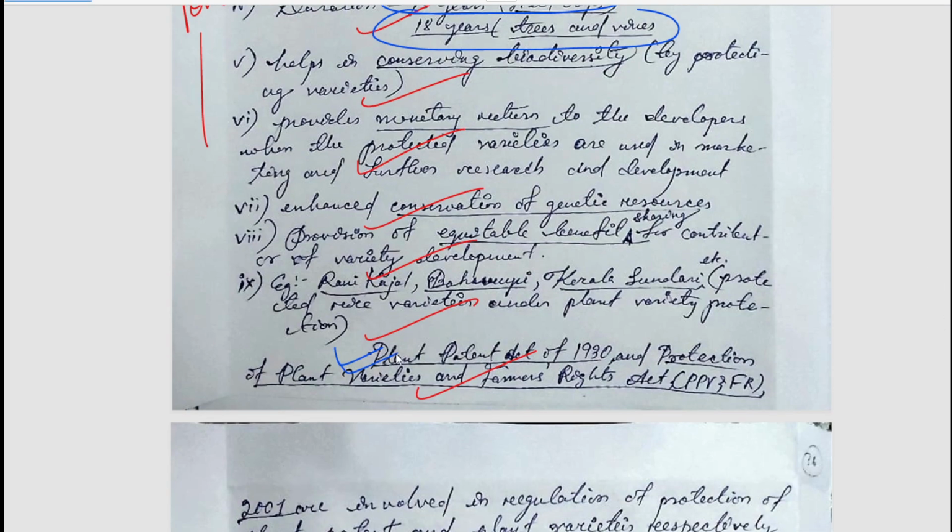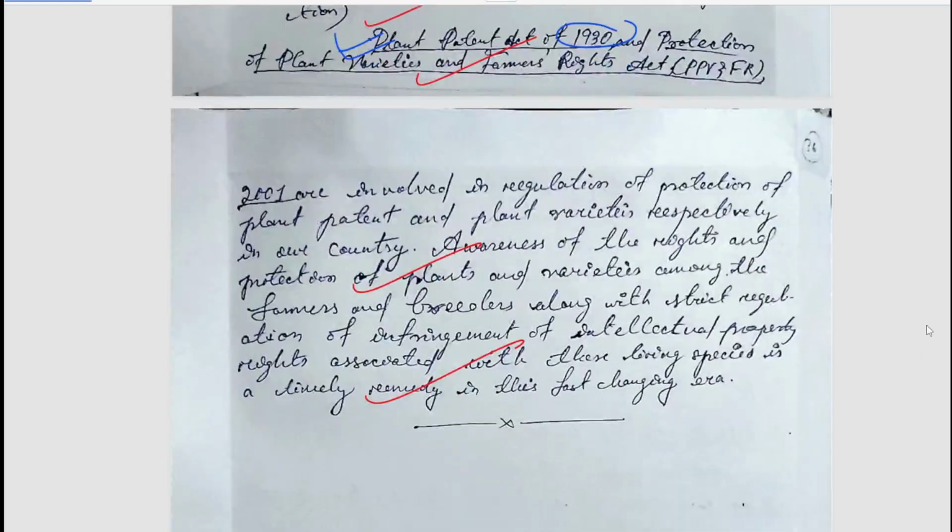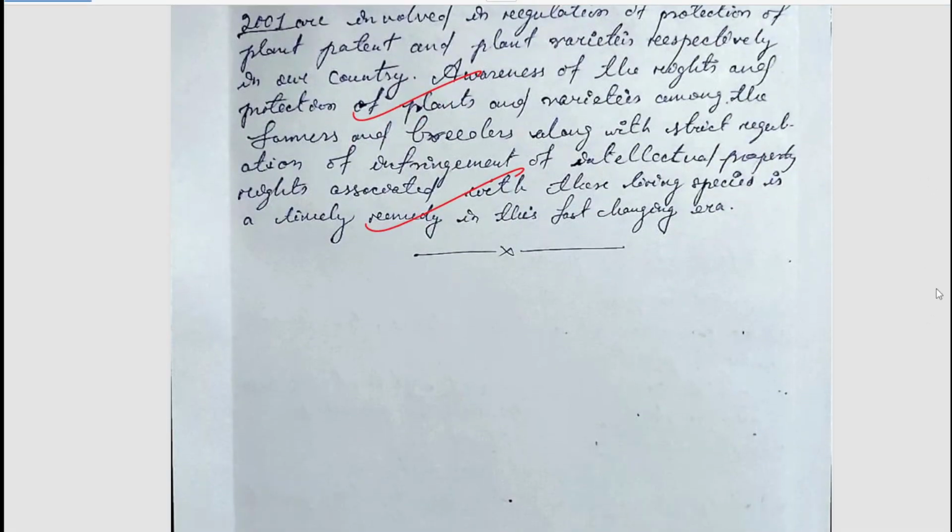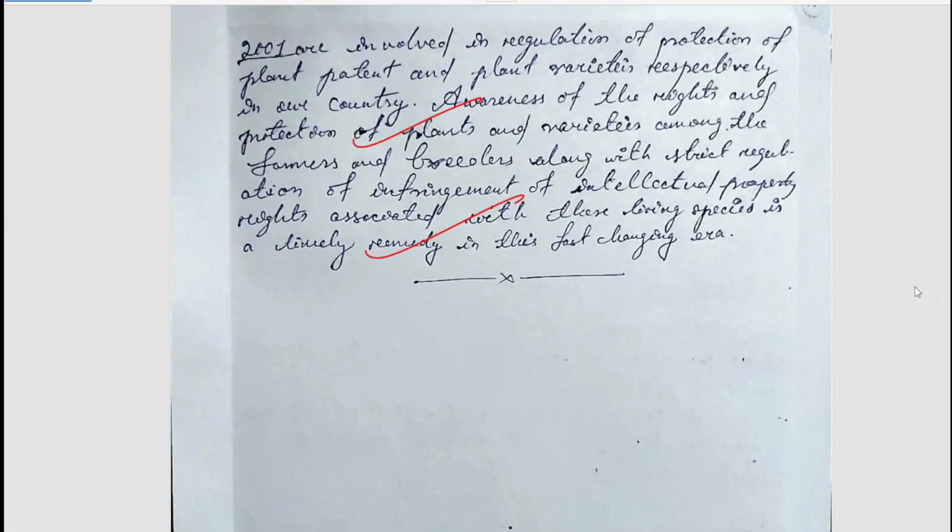Here the acts, such as Plant Patents Act of 1930 and PPVFR, that is Protection of Plant Varieties and Farmers' Rights Act of 2001, have been highlighted. So written points, and I think you get to understand various structures in the questions, and from this student's mistake you get to learn. That is why I discuss these types of answer copies, because that could be very beneficial for you in writing and improving your answer writing journey.